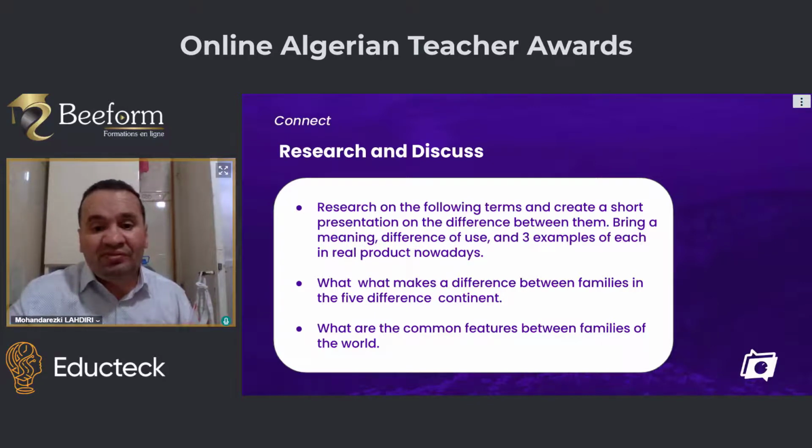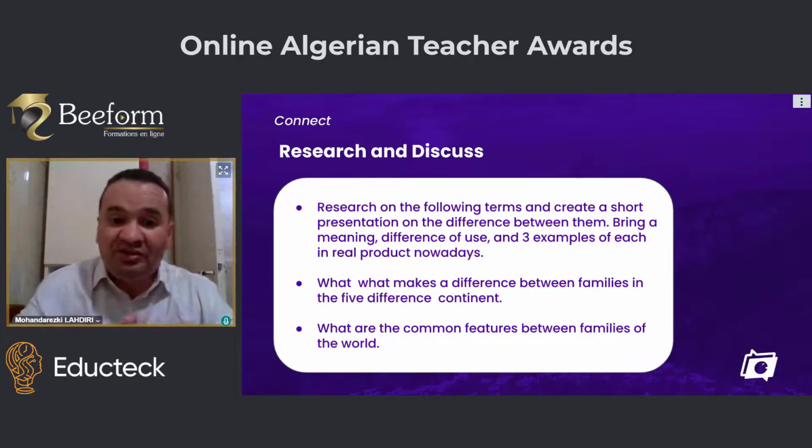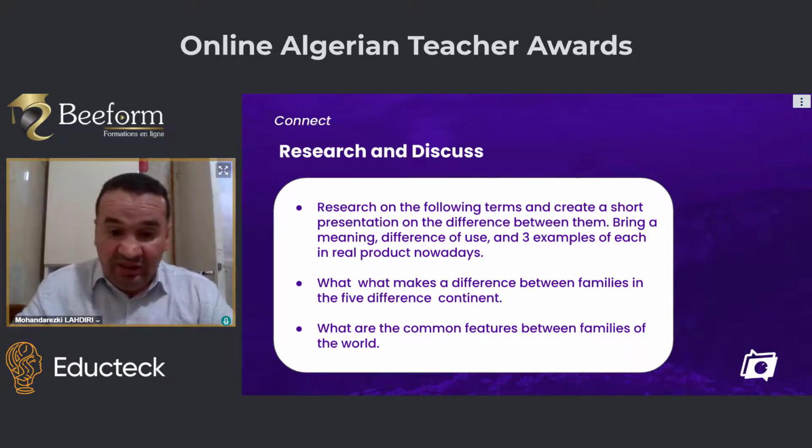And what makes a difference between families in the 5 different continents? What is the thing that makes a difference from one continent to another? And what are the common features between families of the world? And here is to find the common ground and why cross-culture is important.